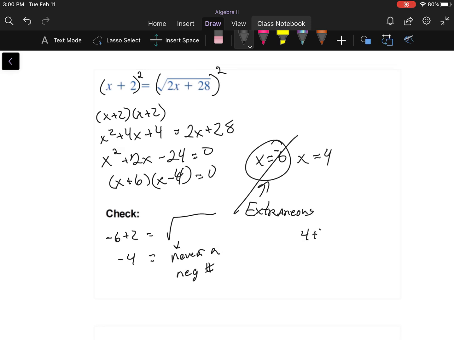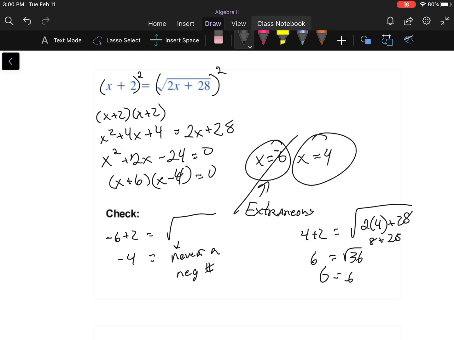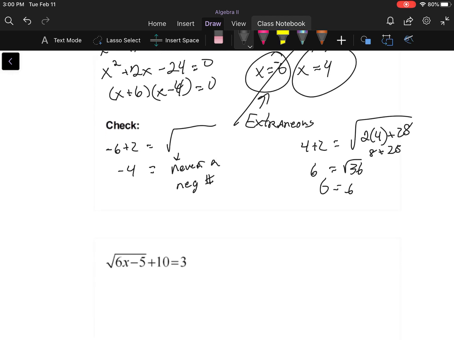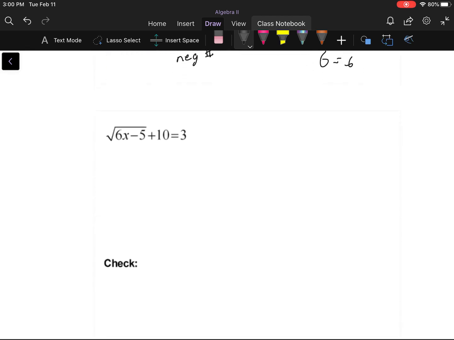But 4 plus 2, that'll give me 6 on that side. I'm going to go ahead and go 2 times 4 plus 28. Here's 8 plus 28. That's the square root of 36. Yeah, that works out. 6 is equal to 6, so x is equal to 4. So make sure you check for any extraneous solutions.